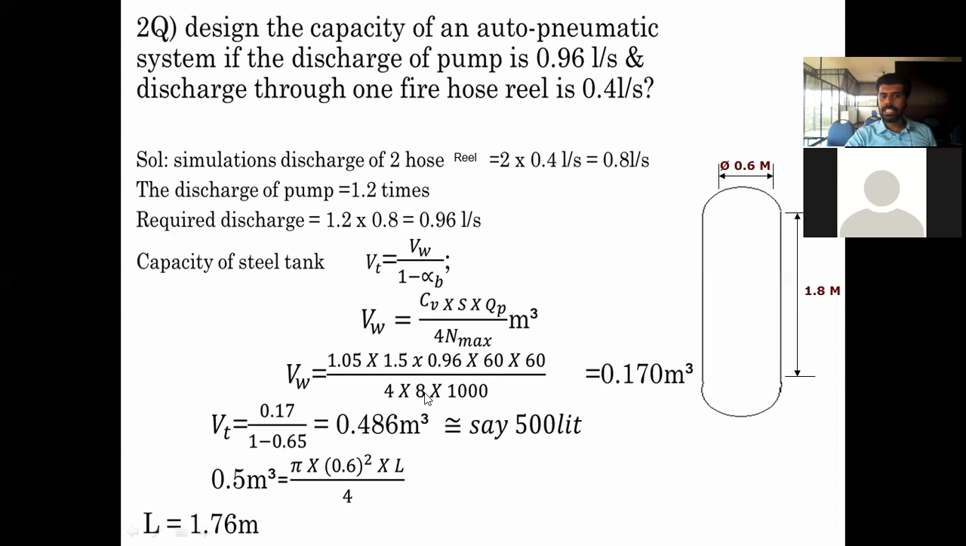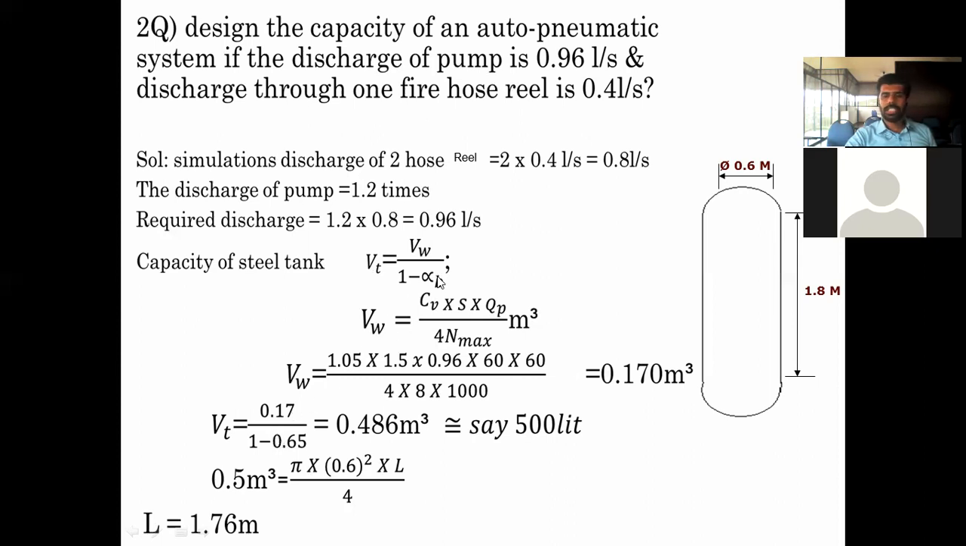N max you can take as 6 to 8 only. You can take a maximum of 8. Okay, so from there you will be getting VW as 0.170 meter cube. Now we got VW. Now we take this in the formula VT equal to VW divided by 1 minus sigma B. So VT equal to 0.17 divided by 1 minus sigma B.